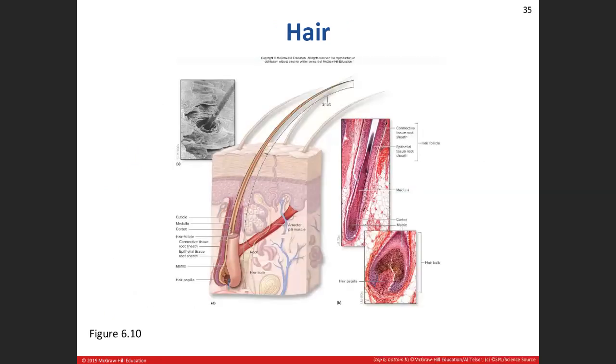Let me show you. So you can see, in this thin layer here, well, let me go down here first. Down in this region here is the matrix. That's the actively growing region, and those cells will start to move up this way. So when we move upwards, we're eventually going to call that group of cells at the center of our hair the medulla.